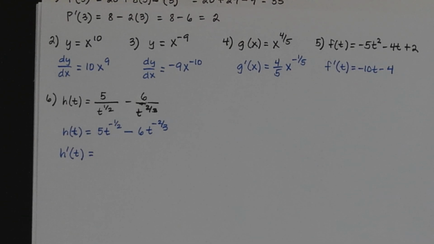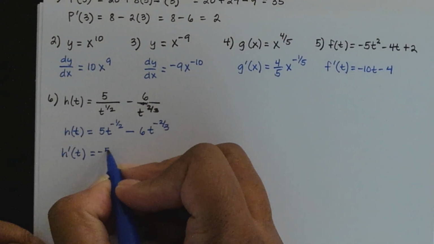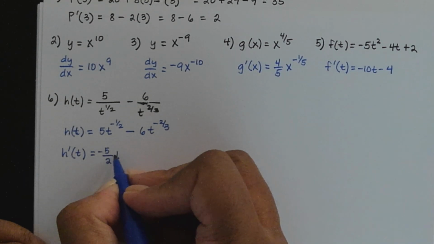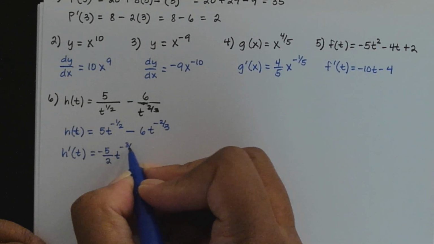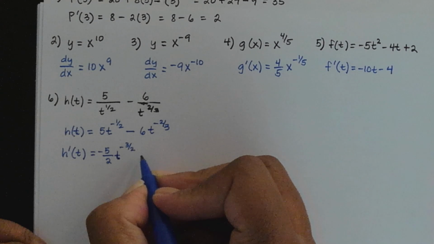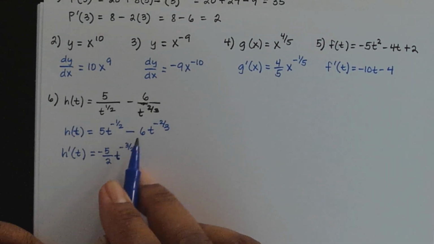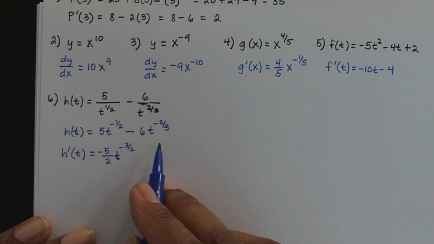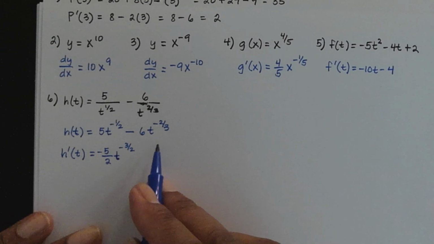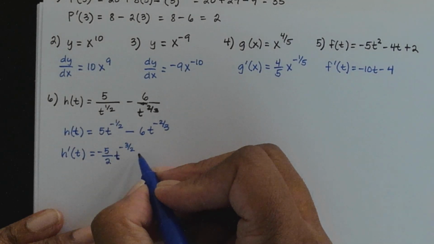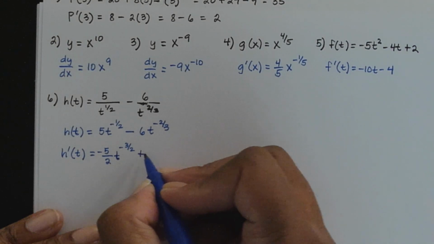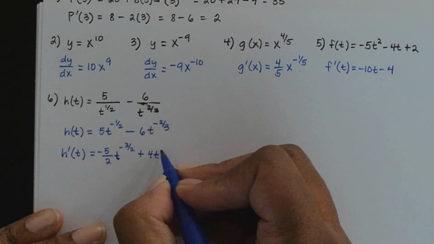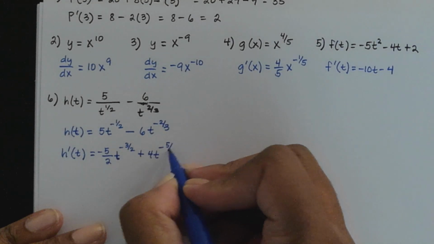So what's the derivative of 5t to the negative 1/2? What would that be? Negative 5 over 2 t to the negative 3/2. Yeah. And then for minus 6t to the negative 2/3, what would that derivative be? Plus 4t to the negative 5/3. Yeah.